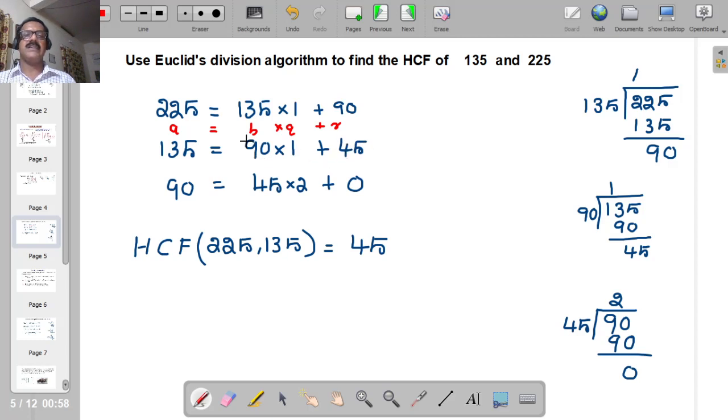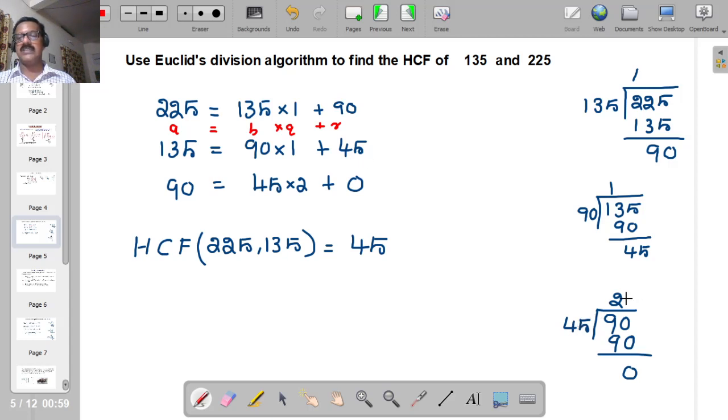Here the divisor is 90, the quotient is 1 and the remainder is 45, and the remainder is not equal to 0. So we will be applying Euclid's division lemma to 90, which is the divisor, and the remainder, namely 45, taking a equal to 90 and b equal to 45. So we will divide 90 by 45.